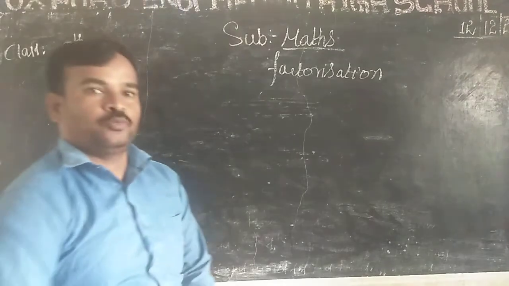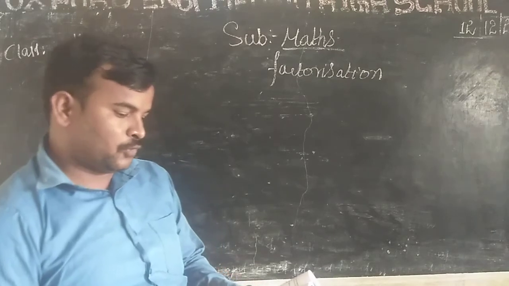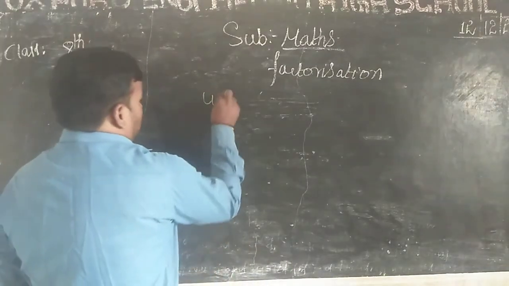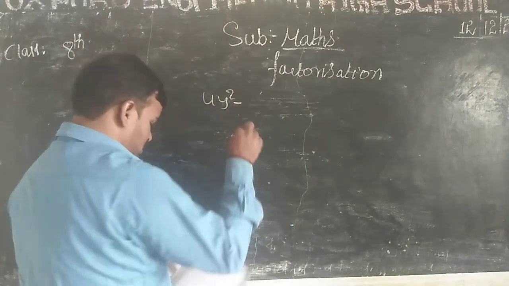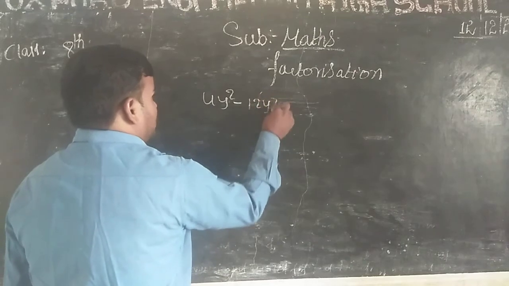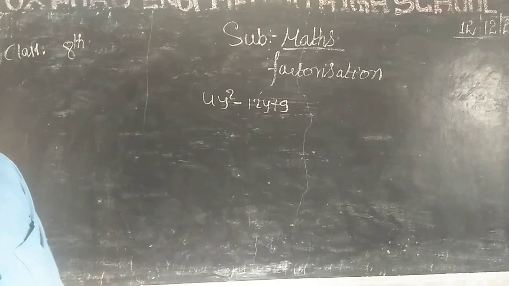And to discuss one more problem, dear students. Factorize 4y square minus 12y plus 9. 4y square minus 12y plus 9.